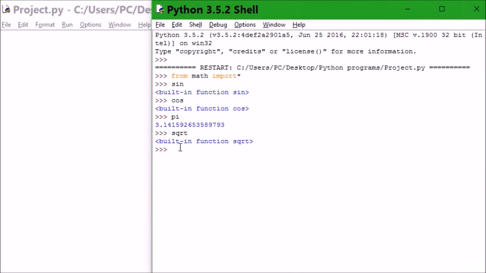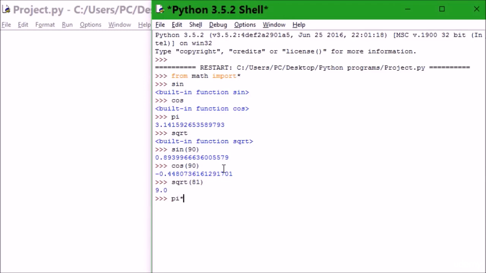So if I want to check sine 90, let's check sine 90. So this is my sine 90. And what if I want to check cos 90? I'm going to check cos 90. This is cos 90. And if I want to check square root of 81, I type square root of 81. And what if I'm going to check pi multiply by cos 45?